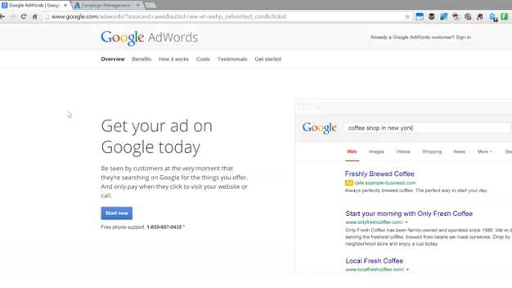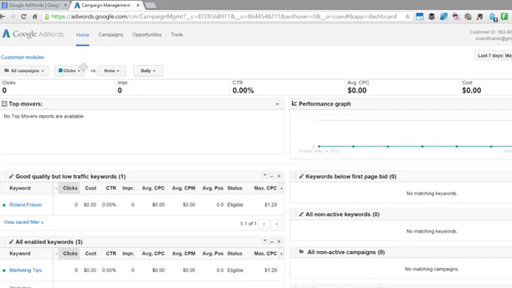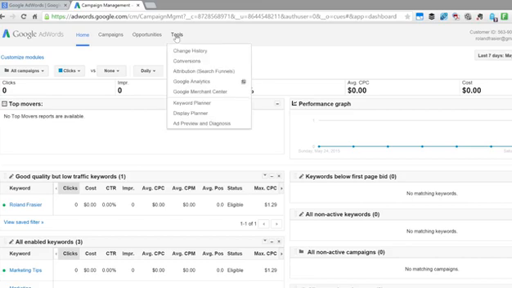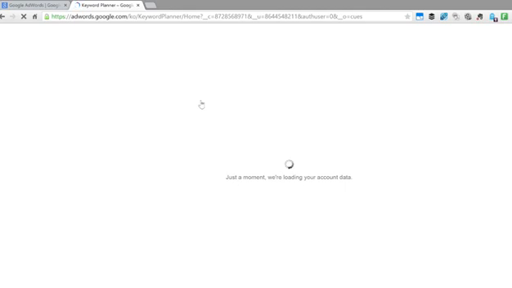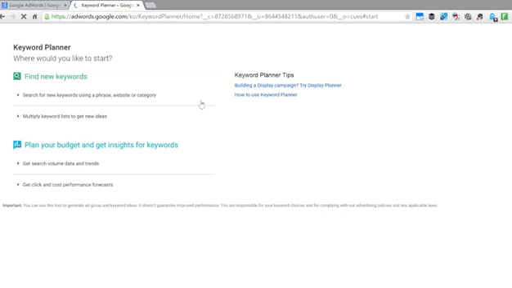So once you've set up your AdWords account, then you can log in and you'll have a dashboard that looks somewhat like this. And what we want to do is go to the 4th tab over here and click on Tools, and then there will be a drop-down menu, as you can see. And if we go down to the Keyword Planner, that's where we're going to do our research. So if you click on Keyword Planner, then it will reroute you to the Keyword Planner page, which will come up here in a second. And then we'll be able to do a little bit of research.